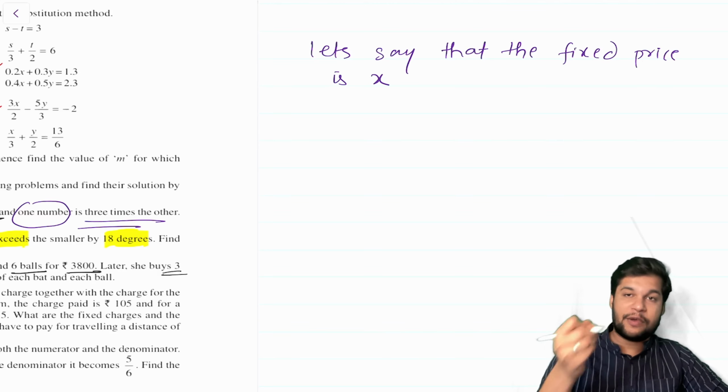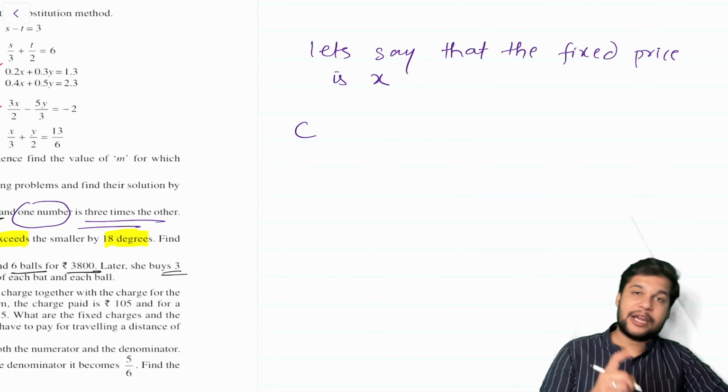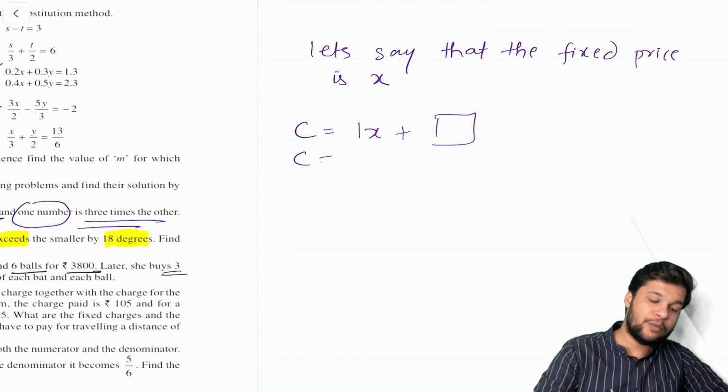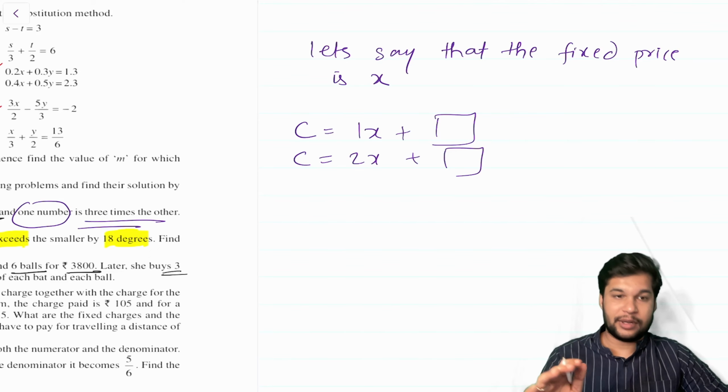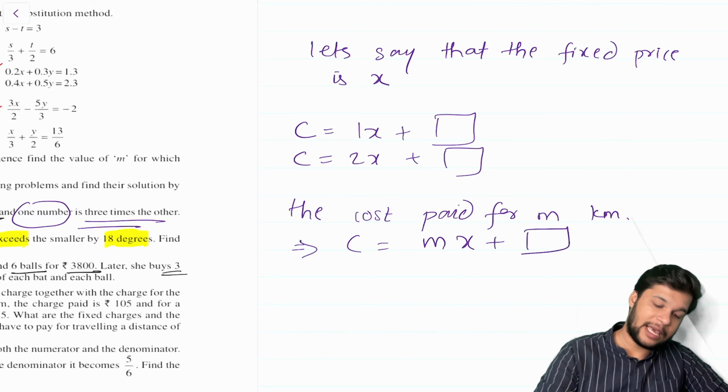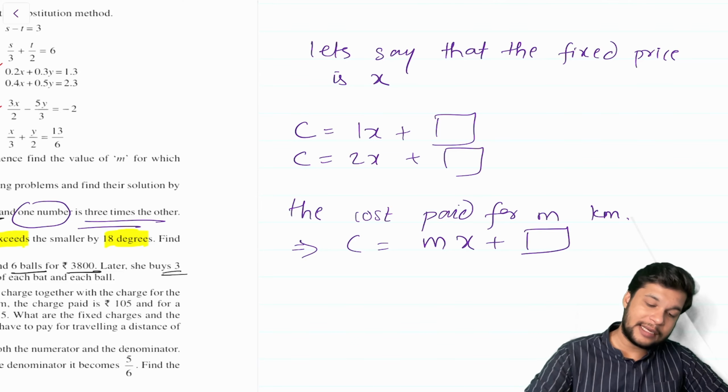So the cost that you have to pay for 1 kilometer will be 1x plus something. The cost you have to pay for 2 kilometers will be 2x plus something. ठीक है? So the cost paid for m kilometers will be c equal to m times x plus something. Let's call that something y.